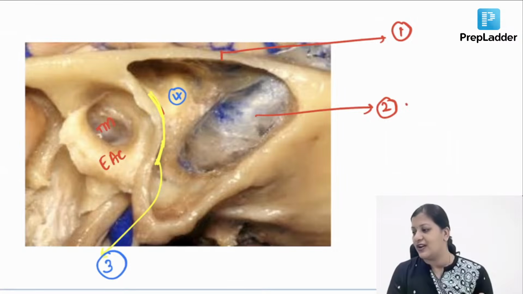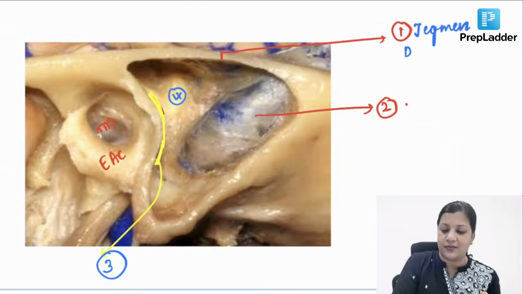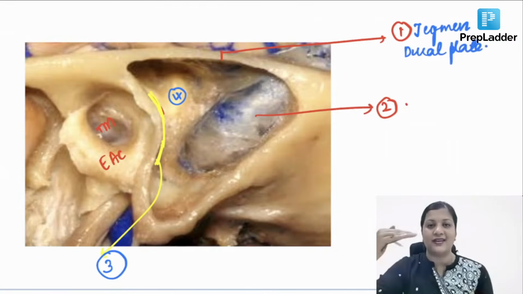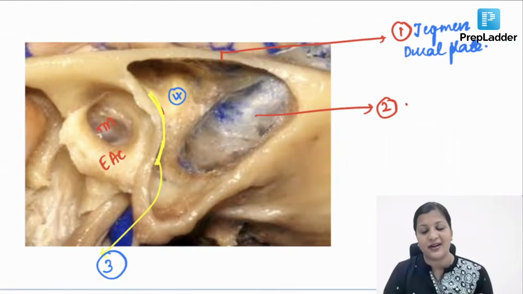I see so many of you are answering it, but not everyone is absolutely right. So 3 is something that everyone is answering. Sangeeta, absolutely right what you've written. The first one is your tegmen, which we also call the dural plate. That is our superior boundary, where we have the supramastoid crest representing the tegmen. So if we go above it, we're going to probably go into the middle cranial fossa.